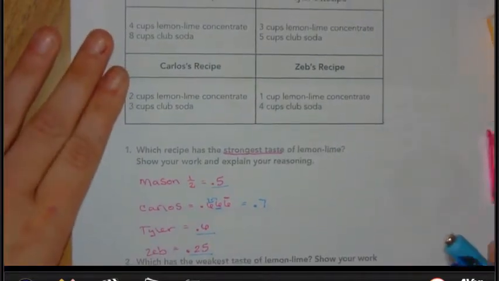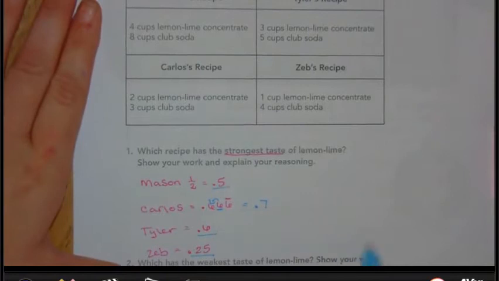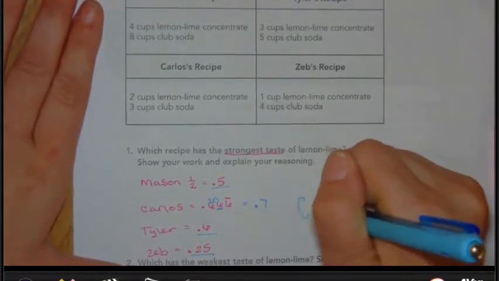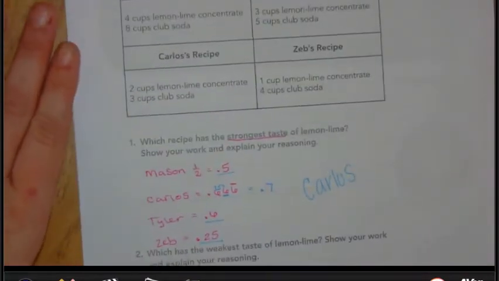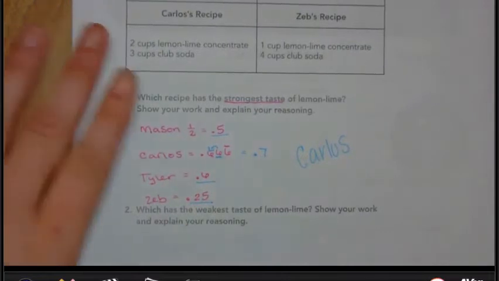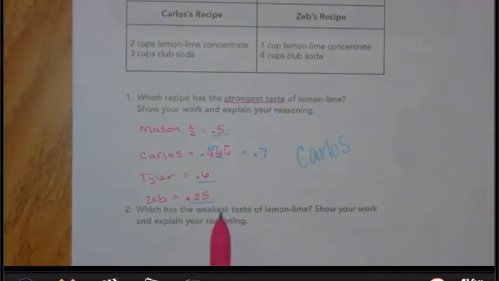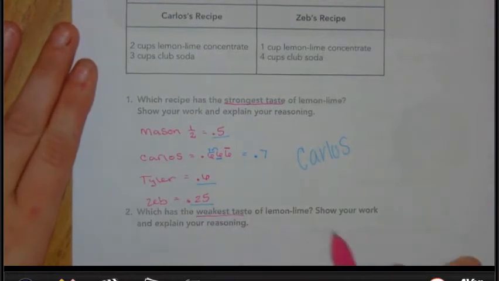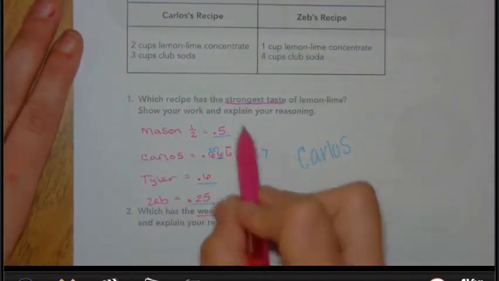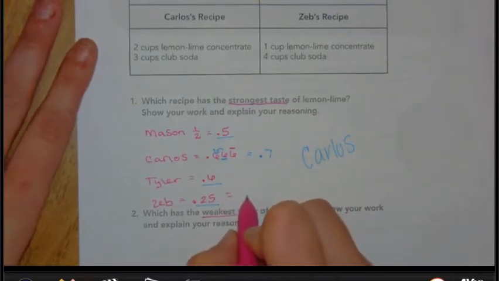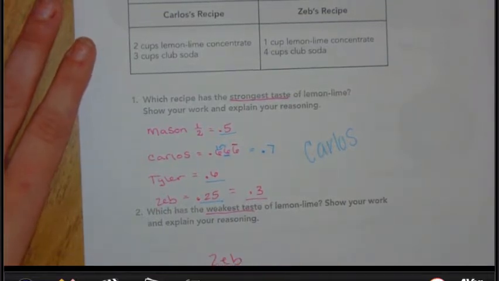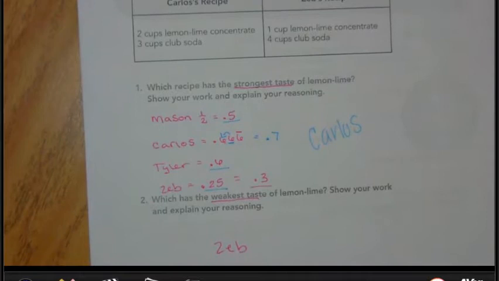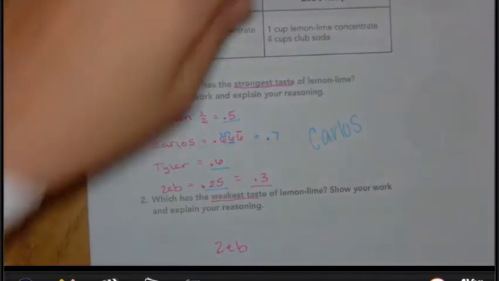So which friend here has the highest or the strongest tasting lemon lime? And for this, our friend is Carlos. Okay, Carlos has the strongest lemon lime tasting. Okay, now which one has the weakest taste? So the least amount of lemon lime. Well, we did our work right here. Now, which one has the weakest? I didn't simplify this. It needs to be 0.3. Sorry. Which one has the weakest? And well, it looks like Zeb has the weakest. Okay, he has a 0.3 of lemon lime, or 30%.